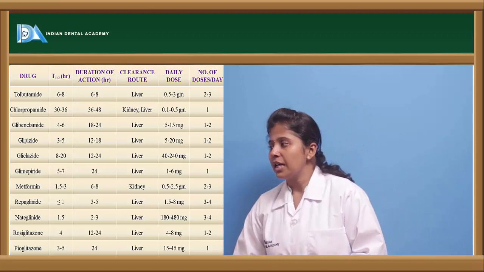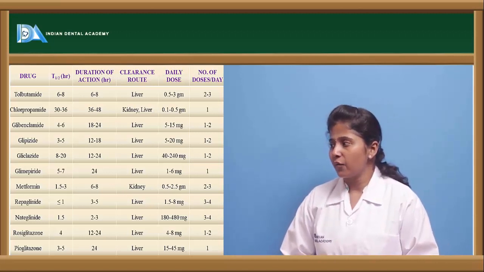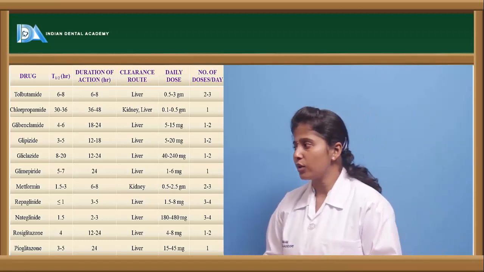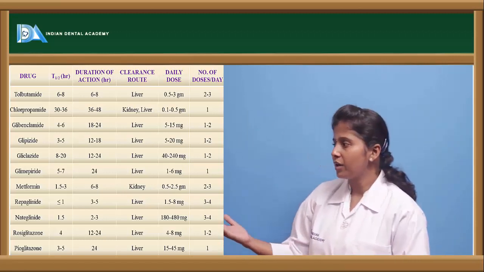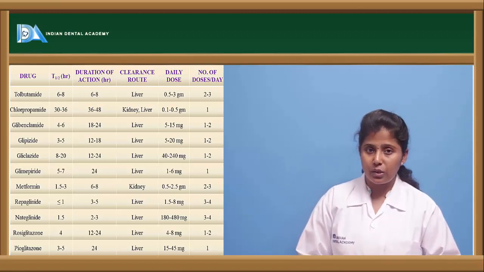The other one is glimepiride. This is a drug which has a half-life of about 5 to 7 hours, and the duration of action of this drug is about 24 hours, and it is cleared through the liver, and only a single dose is given, which involves a dose of 1 to 6 mg.